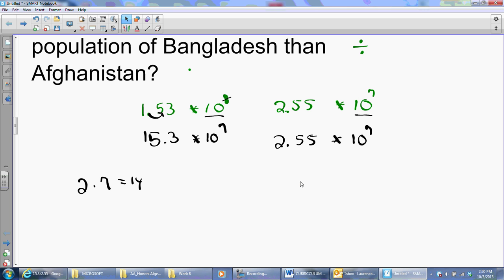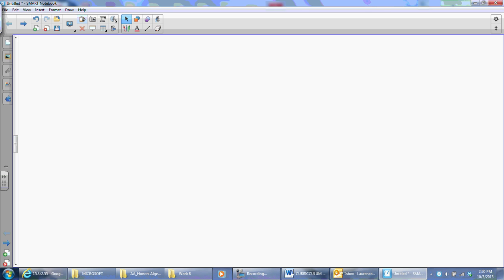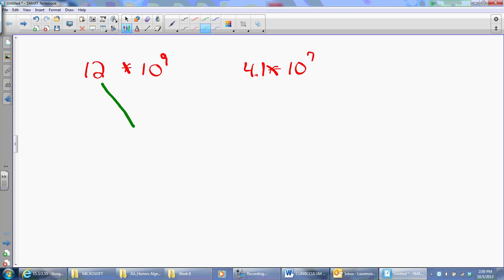Let's do one more example of that, which would be a little bit easier. Let's say I had this number here, 12 times 10 to the ninth. And this number here, 4.1 times 10 to the, let's make it 7th. Now, again, I'm only estimating. I'm going to wonder how many times bigger the number on the left is from the number on the right. Well, that's about 3 times there, right?